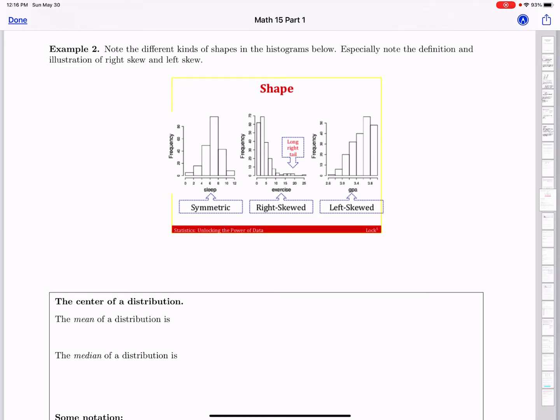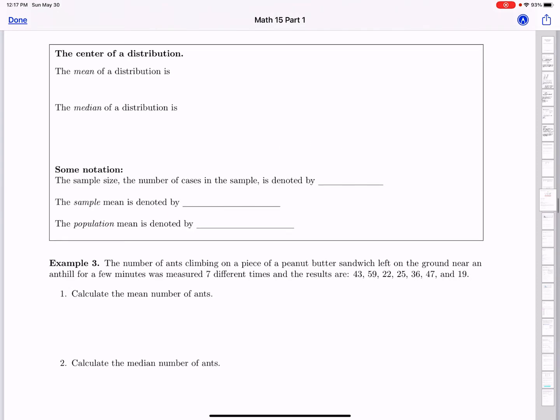And then there's a left skewed example on the right, where the data is kind of shoved over to the right, and there's a little kind of a left. It's kind of a stumpy tail on the left, but a tail nonetheless. Okay, so there's two main ways that we describe the center of a distribution.